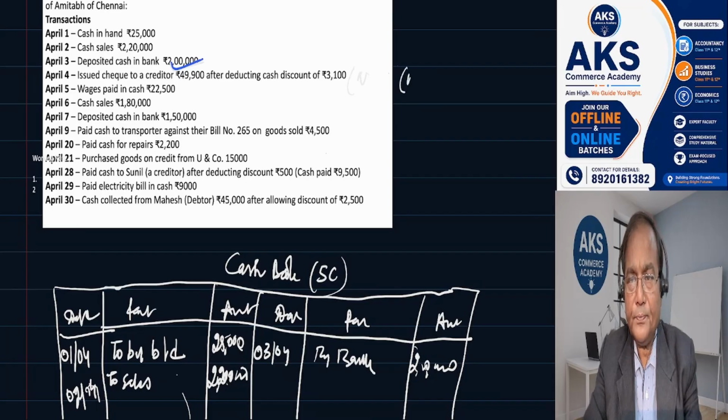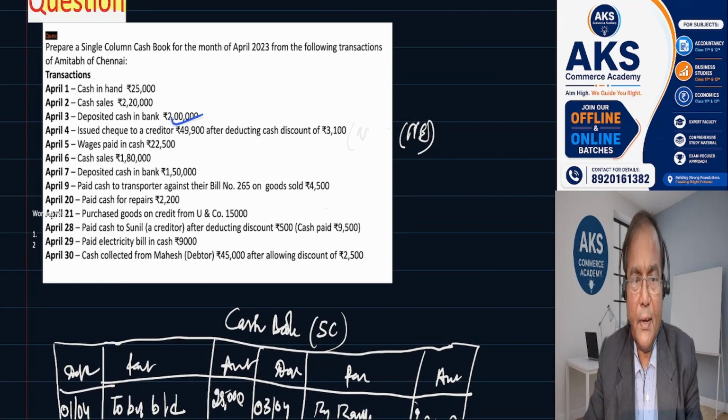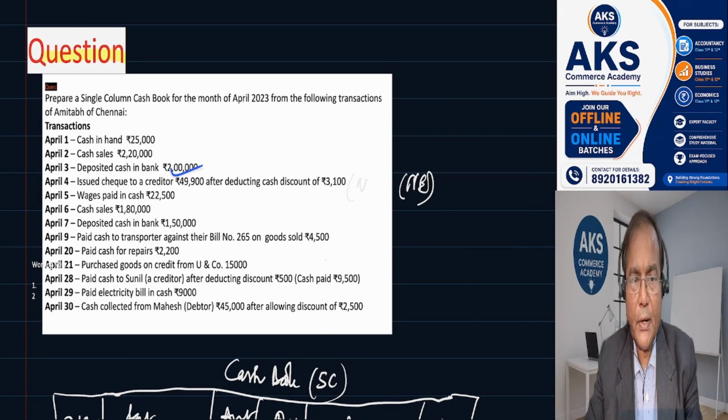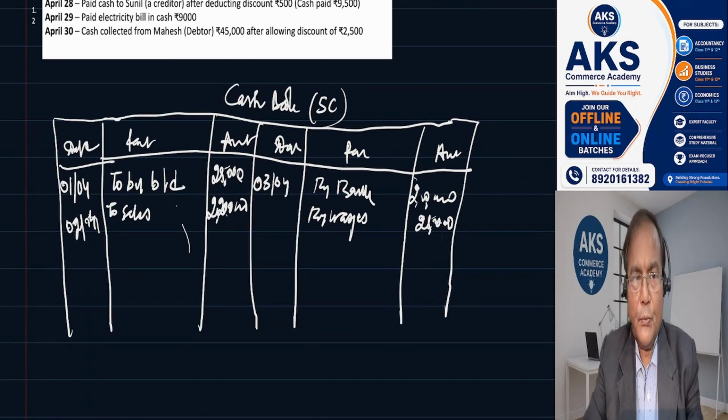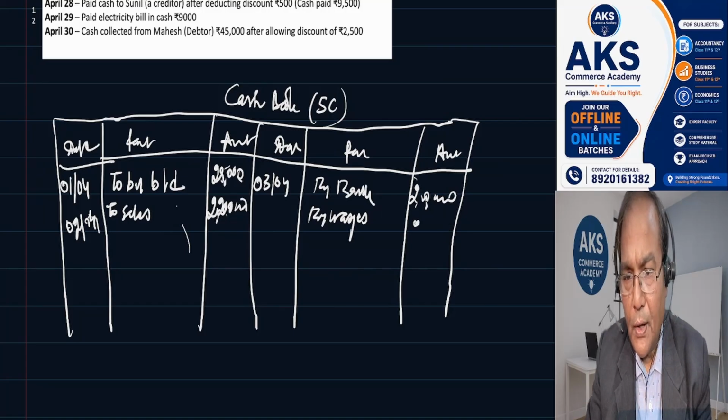Then wages paid 22,500. So what is the entry that we are going to pass? By wages, 25,000. Okay, so this is the wages paid, 25,000. Sorry, 22,500. So we will write here 22,500. Okay.